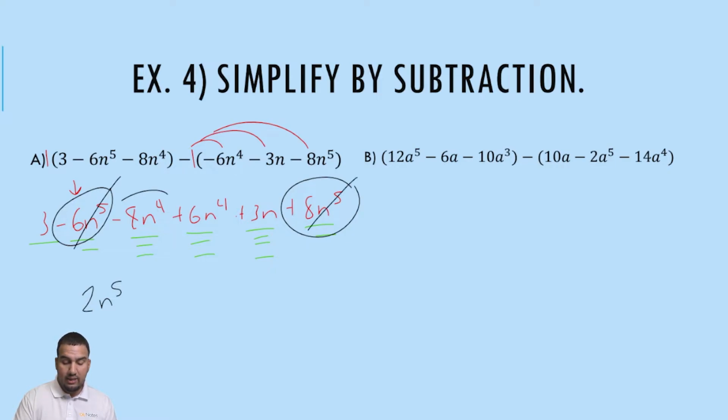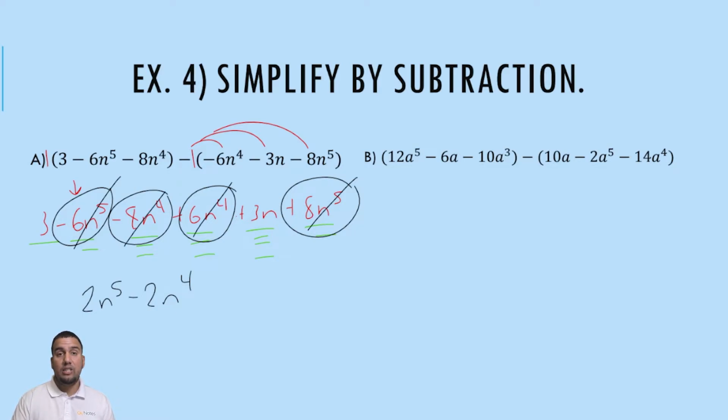My next term is negative 8n^4 and 6n^4. I'm going to combine those two, negative 8 plus 6. Again, 1 minus sign, subtract. 8 minus 6 is 2. So it's going to be 2n^4. But because the 8 is bigger, it's going to become a negative 2n^4. Once I combine those two, I'm going to cross it off.